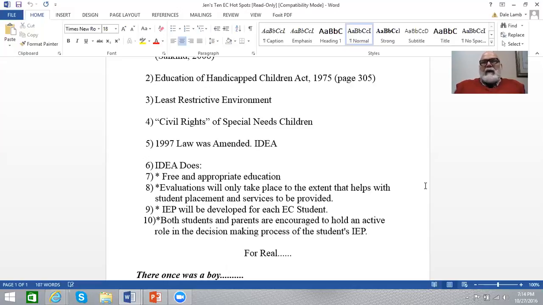But prior to 97, from 1975 to 1997, we had exceptional children's programs, but the parents and the kids themselves had no rights in those, in terms of being able to have any self-determination or determination for their children.